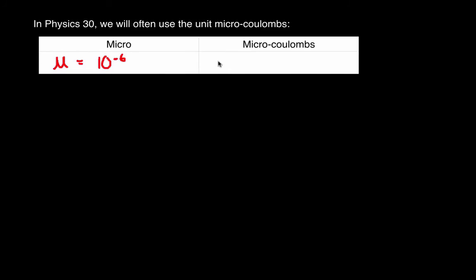In Physics 30, we'll often use the prefixed unit microcoulombs. Micro is a metric prefix that means 10 to the minus 6. So 1 microcoulomb is equal to 1 times 10 to the minus 6 coulombs.